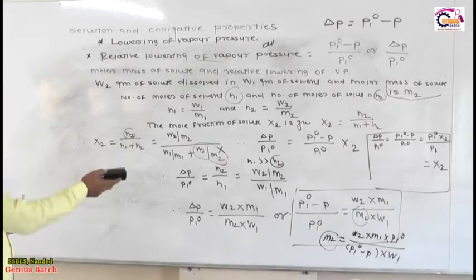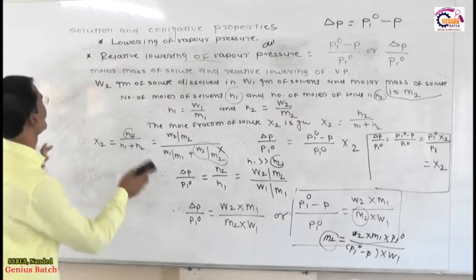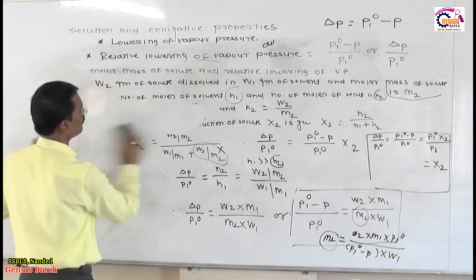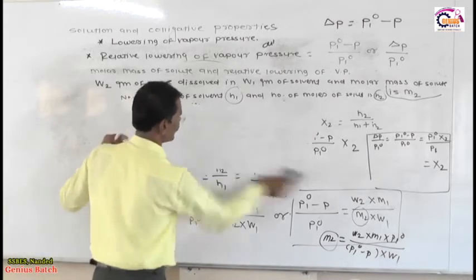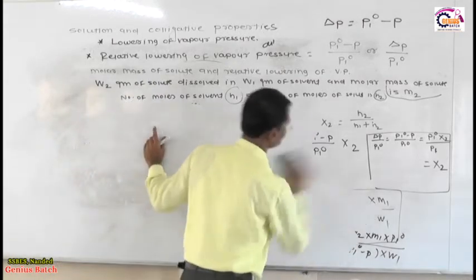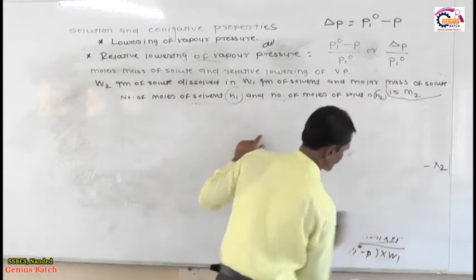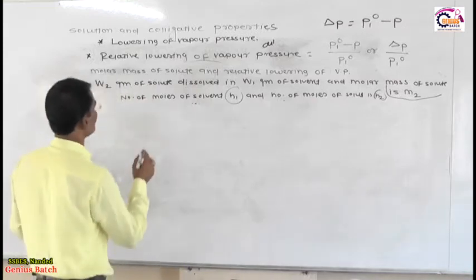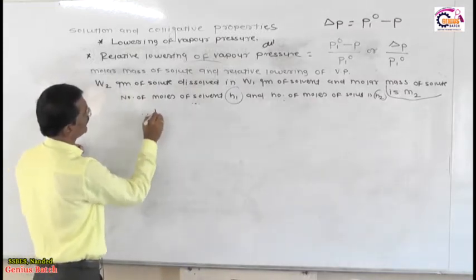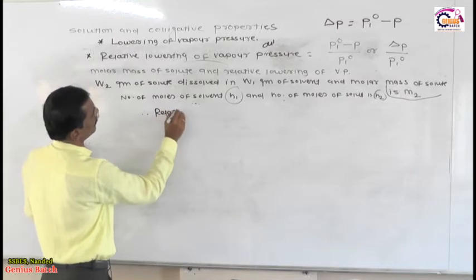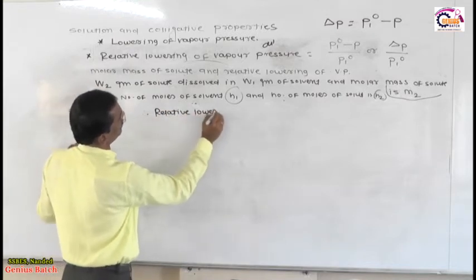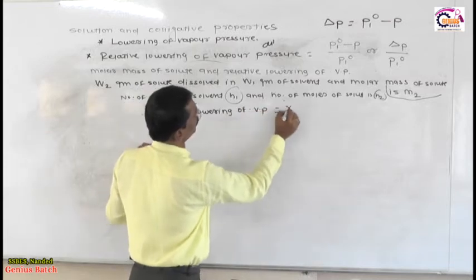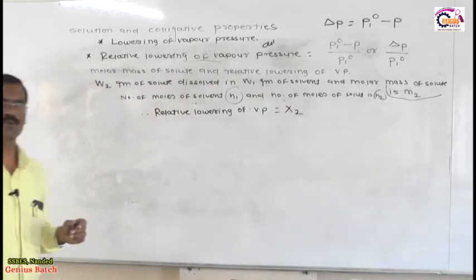I will write the same equation another way. Don't worry, I will explain another way also. You write it down in your notebook also. The same equation we write this way. According to this, the relative lowering of vapor pressure is equal to the mole fraction of solute, which is X2.